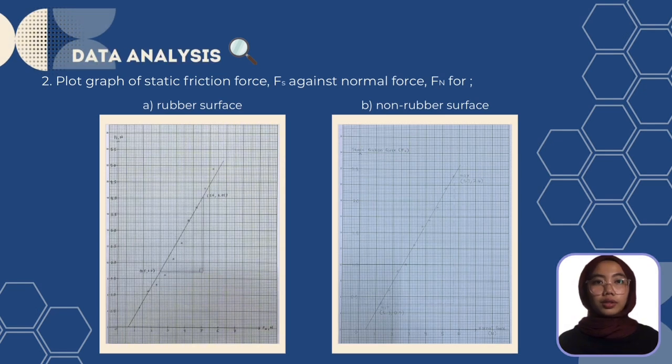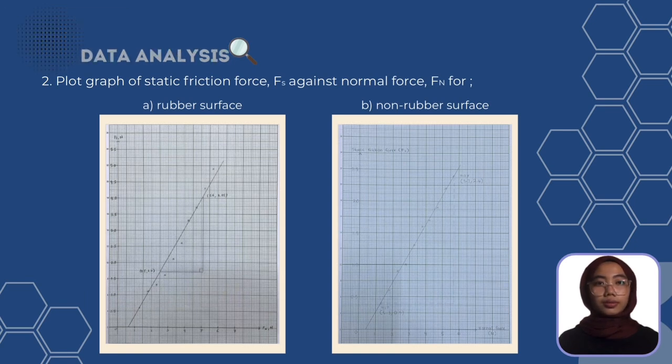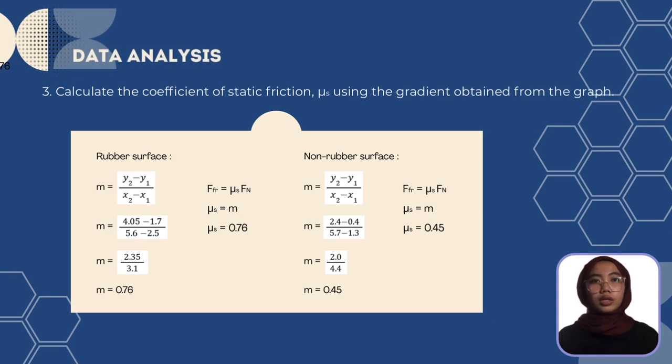Second question, plot a graph of static friction force against normal force. Both for rubber and non-rubber surfaces exhibit a direct proportionality between static frictional force and normal force. Next, we move to the third question. Calculate the coefficient of static friction using the gradient obtained from the graph.